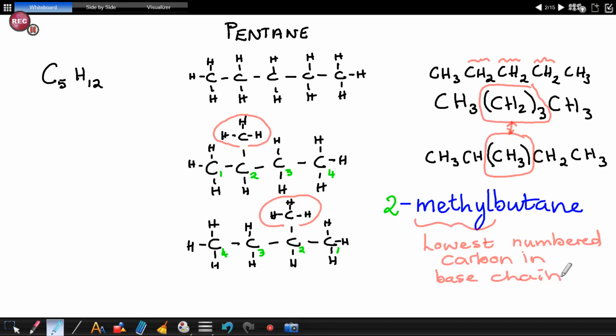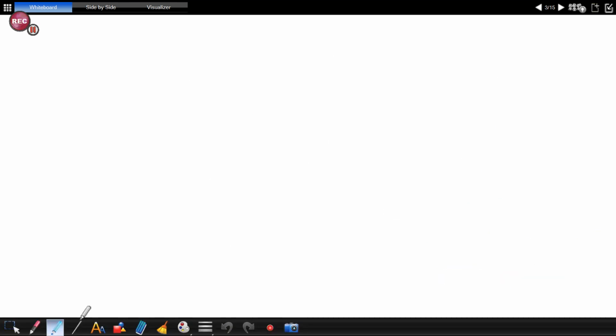There is another isomer. Yes. Let me show you. I'm just going to redraw this one and then I'll show you. So that is 2-methylbutane.